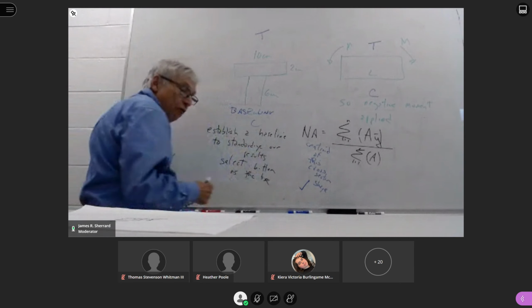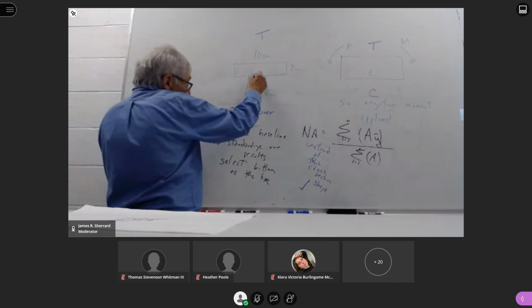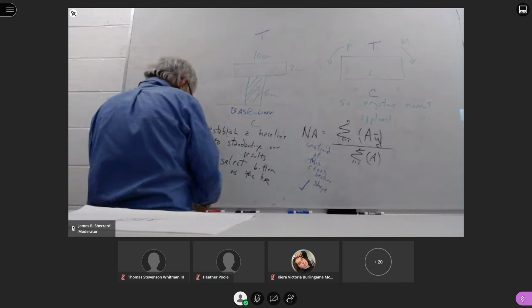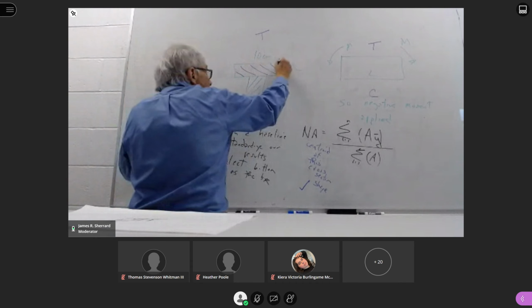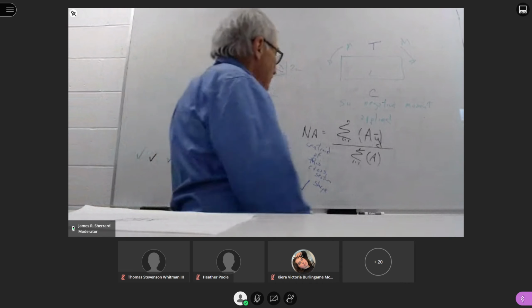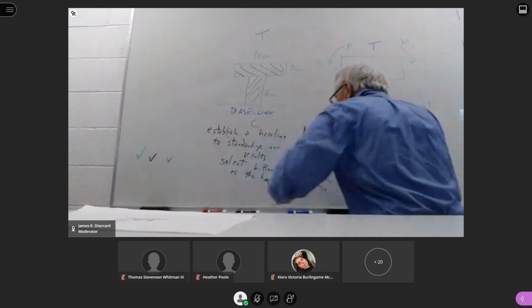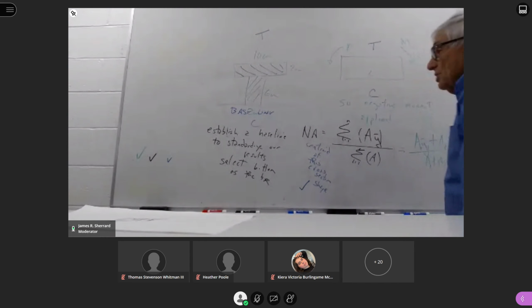Okay? So when we look at our shape, hopefully you'll say to yourself, I see two different shapes. I see a rectangle there, and I see another rectangle there. So if I do that, down here I'm going to have the area of one times its centroid plus the area of the second one times its centroid divided by the sum of areas, which is A1 plus A2.